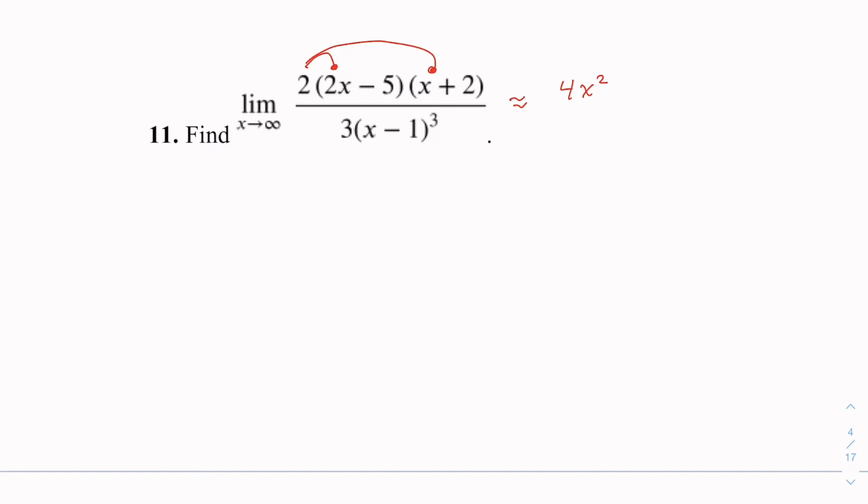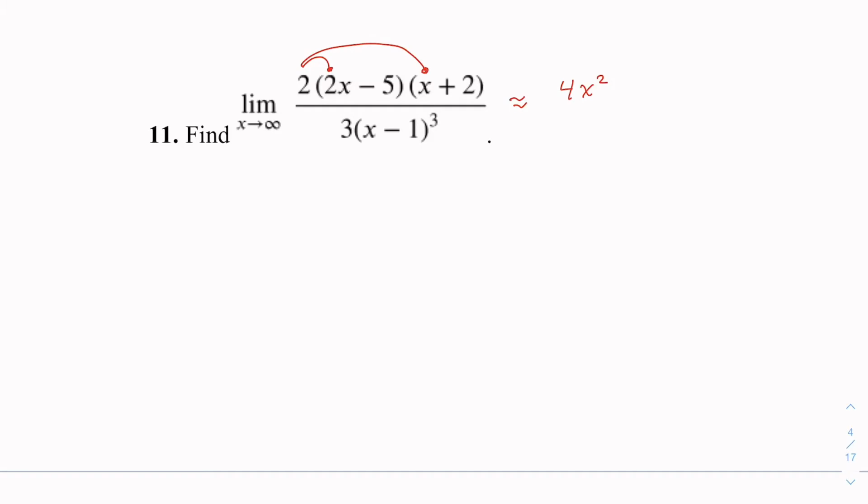Notice I'm not even bothering multiplying this 2 with the negative 5. It already has a lower degree, so it's going to be one of those terms that cancels. That ultimately doesn't matter. So we're multiplying this guy and this guy.